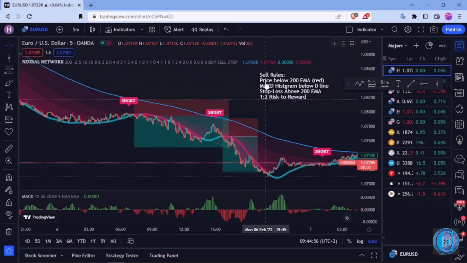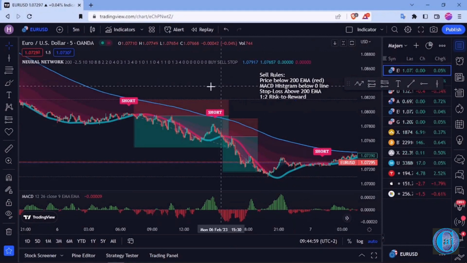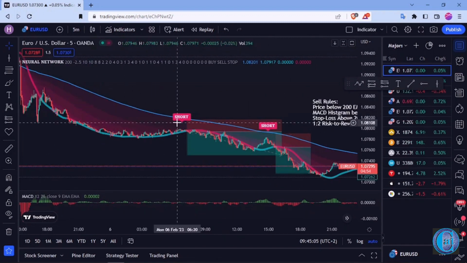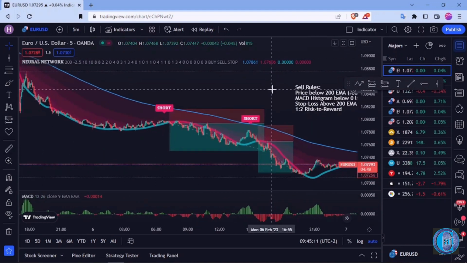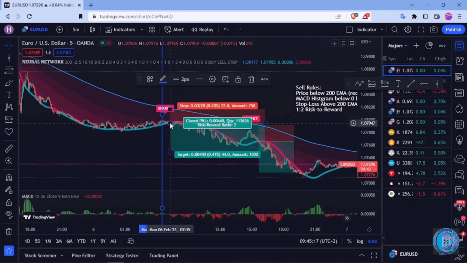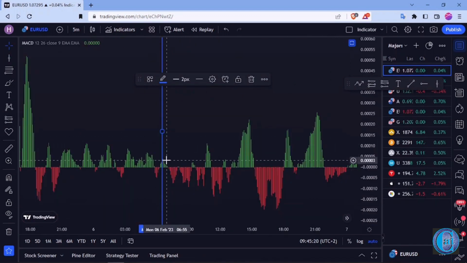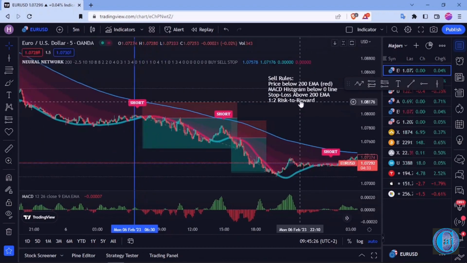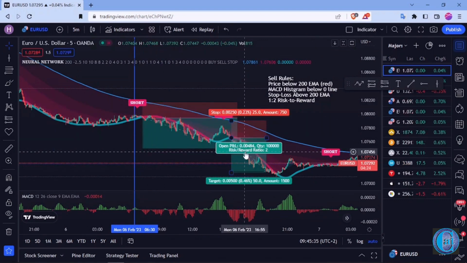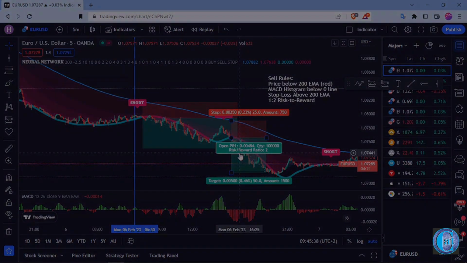Next, let's take a look at the sell or short rules for the strategy. First, price needs to be below the 200 EMA and showing red. Next, we need to have a sell signal printed by the neural network indicator. The MACD histogram needs to turn from green to red or below the zero line. Next, the stop loss is above the 200 EMA and always aim for a minimum risk to reward of 1 to 2, meaning for every 1% risk, you should aim for a 2% return.